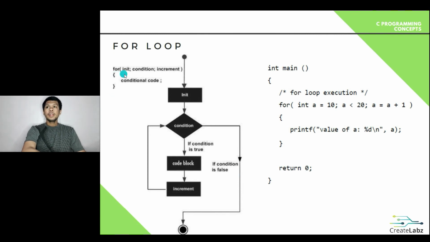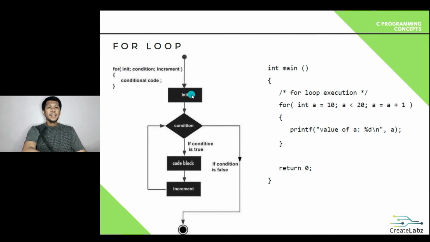For loop. For loop, the syntax is like this. For, open and close parentheses, and you have 3 parameters separated by semicolons. First parameter is init or initialization. Second parameter is condition. This is the condition that will be checked if it is true or false. And then the increment, or this can also be a decrement. And then open and close curly braces and your conditional code inside.